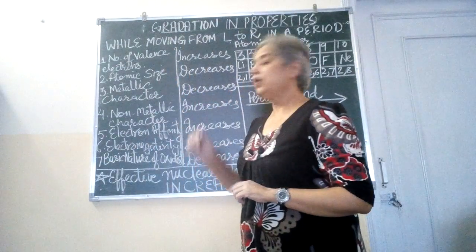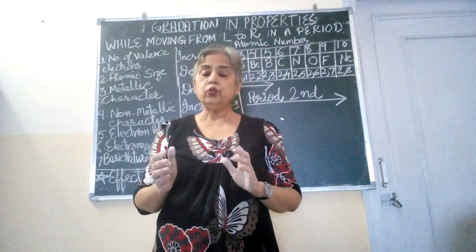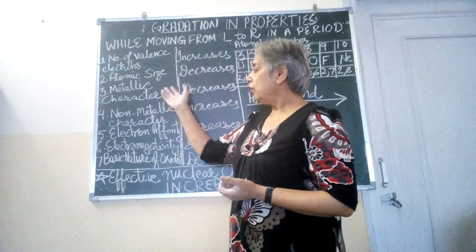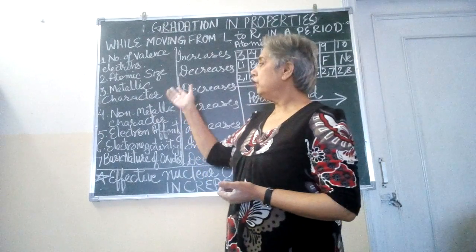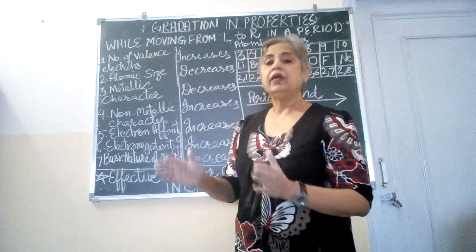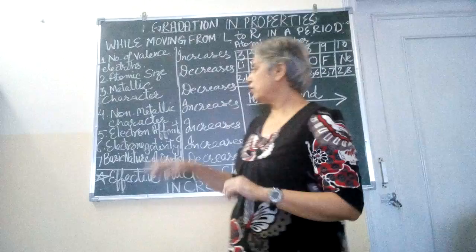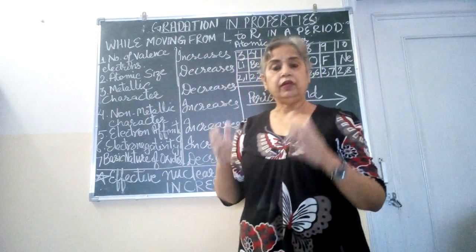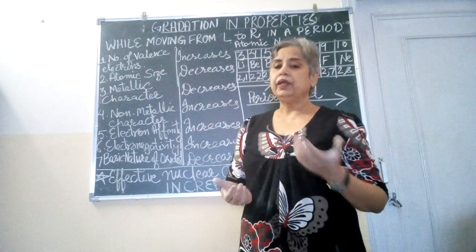Non-metallic character is the property of an element to gain electrons and form negative ions. Now, what is showing these properties? Atom of a particular element. Why do we say metallic character? Because lithium, sodium, potassium are metals and their atoms easily lose electrons and form positive ions. Then non-metallic character: carbon, sulfur, phosphorus, oxygen, their atoms have a tendency to gain electrons and form negative ions.